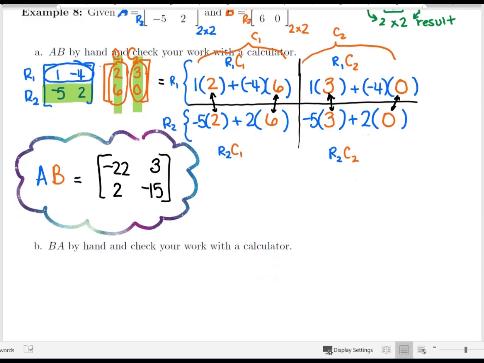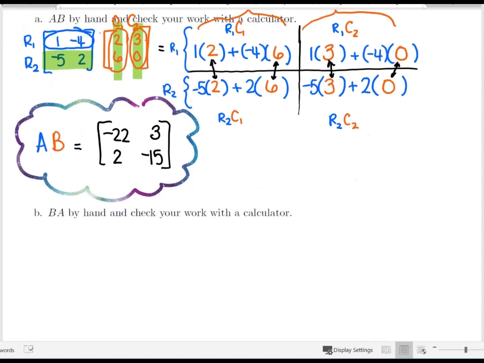Let's try the other way. This time we have B times A. And you need to get into the habit of checking if you can even do the multiplication by checking the dimensions. And I'm going to keep the same color coding. So I'm taking the 2 by 2 orange matrix times the 2 by 2 blue matrix, which means that they are good to go, and our result is going to be another 2 by 2.